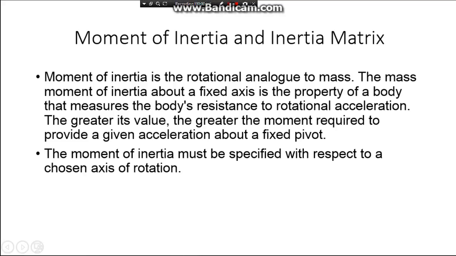Let's begin with the moment of inertia and the inertia matrix. Moment of inertia is the rotational analog to mass. That is, the mass moment of inertia about a fixed axis is the property of a body that measures the body's resistance to rotational acceleration. The greater its value, the greater the moment required to provide a given acceleration about a fixed axis. And of course, one necessary condition is that the moment of inertia must be specified with respect to a chosen axis of rotation.